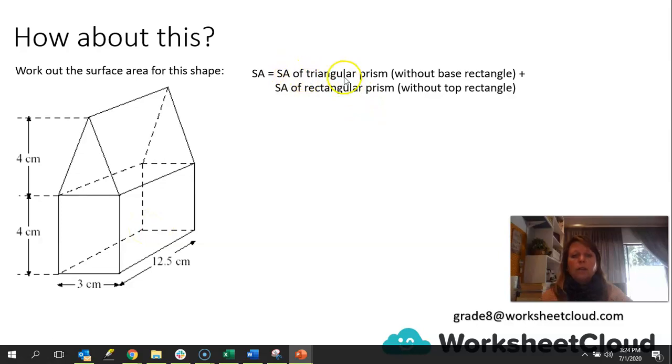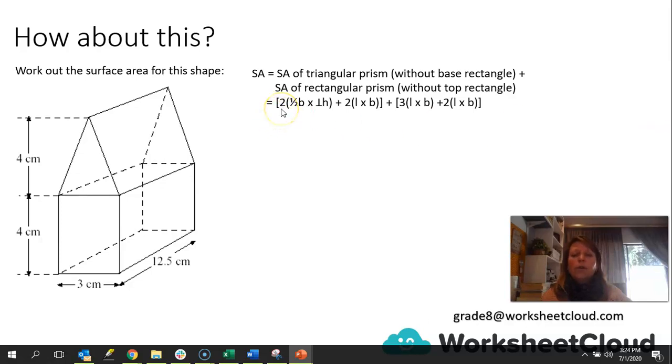Okay, so the surface area of the triangular prism, but we have to do it without the base rectangle, which is this here, because we want the surface area, which remember, is all the surfaces that are on the outside of the shape. That surface is not on the outside of the shape. It is actually a shared inner surface, if that makes sense. So we've got to work out the surface here without the base rectangle, and we've got to work out the surface here without the top rectangle. So let's see how we do that.